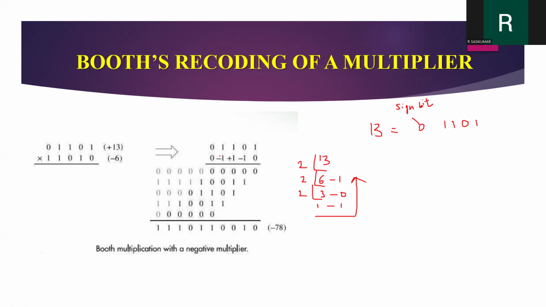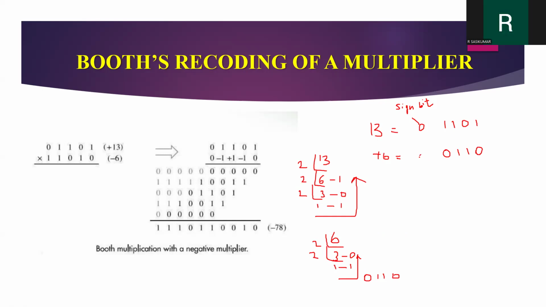Now minus 6. What is the value of minus 6? First you have to take plus 6 and convert it to binary. 2 times 3 is 6, remainder 0, and 2 times 1 is 2, remainder 1. That's all, you stop the process. In 4-bit representation this is 110. This is plus 6, so the answer is 0110. In 5-bit representation, I add a 0.